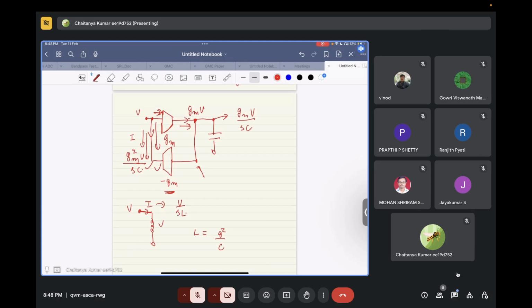So this particular circuit over here is called a gyrator, and it is used to emulate inductances without actually making the magnetic coils. Is this clear?